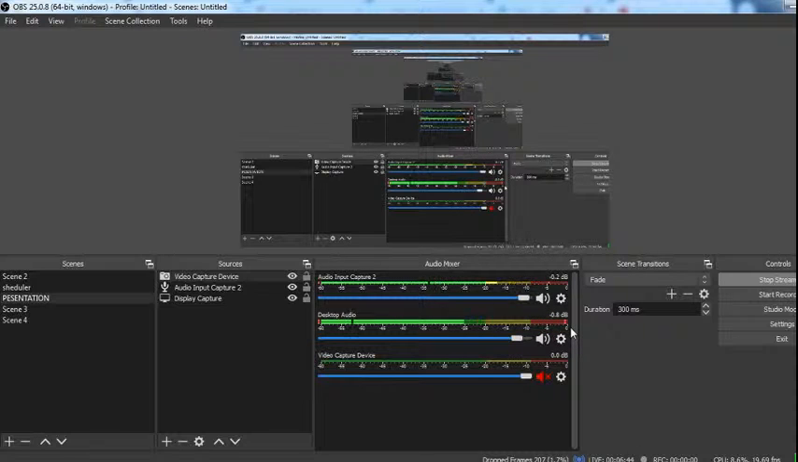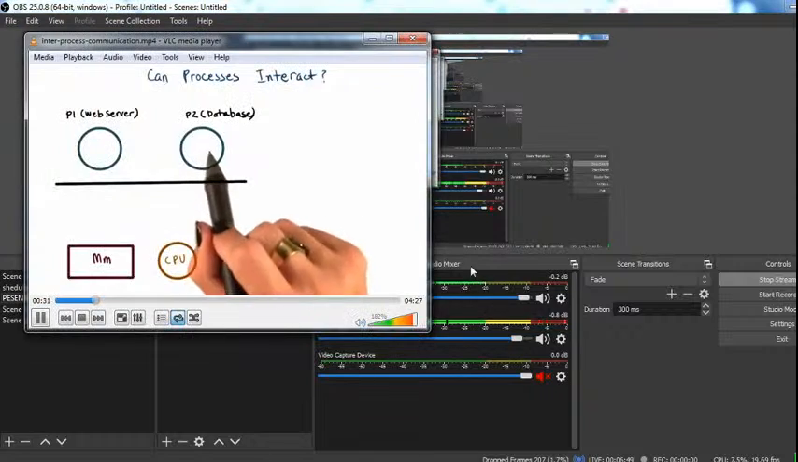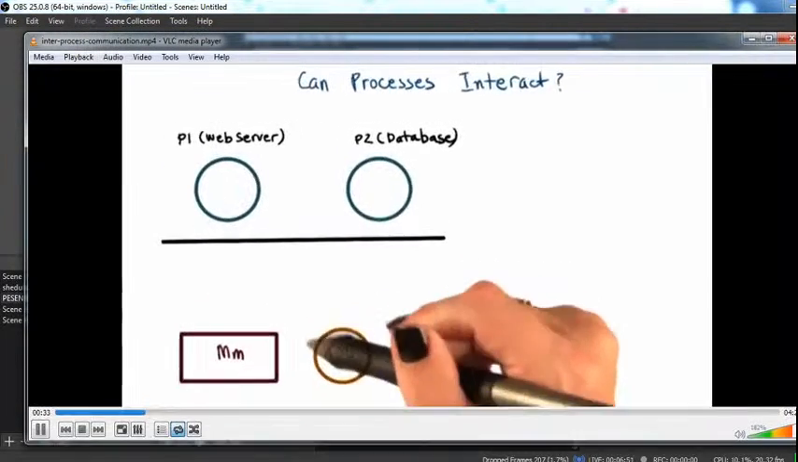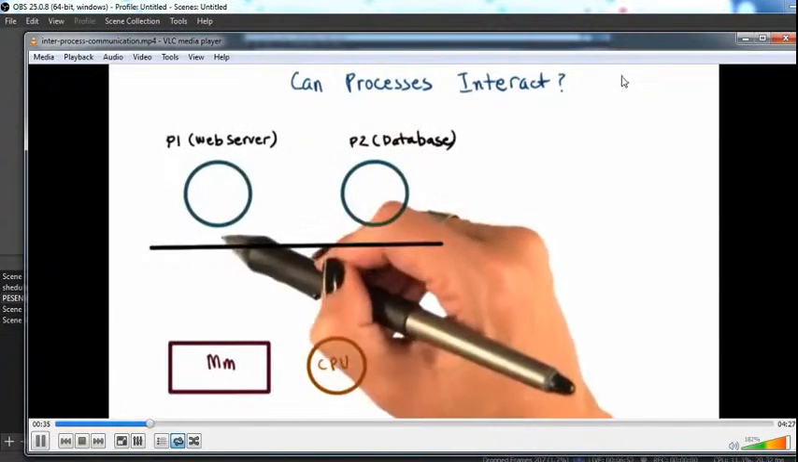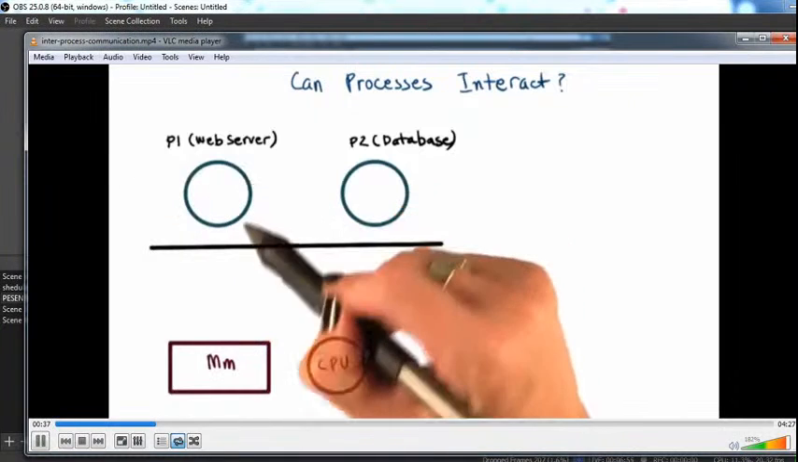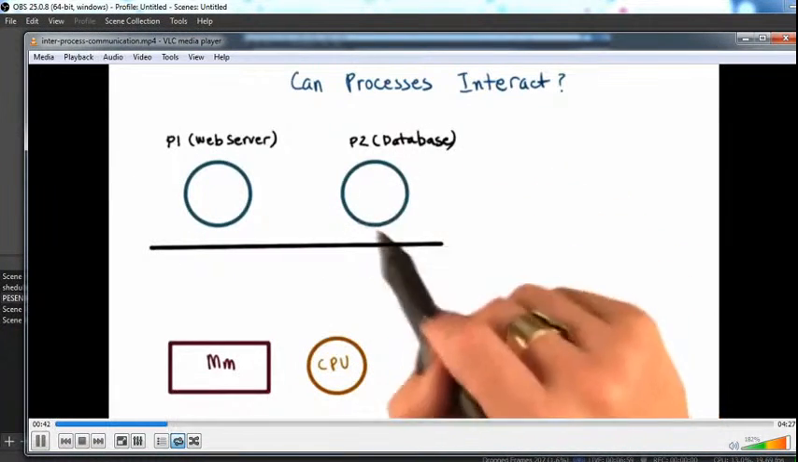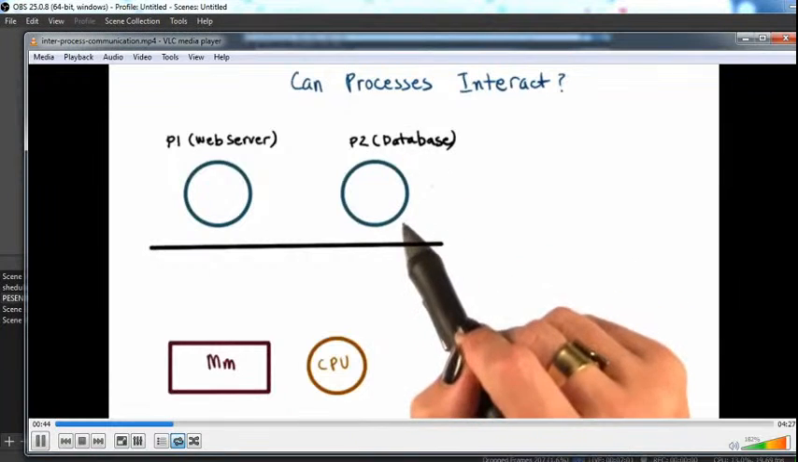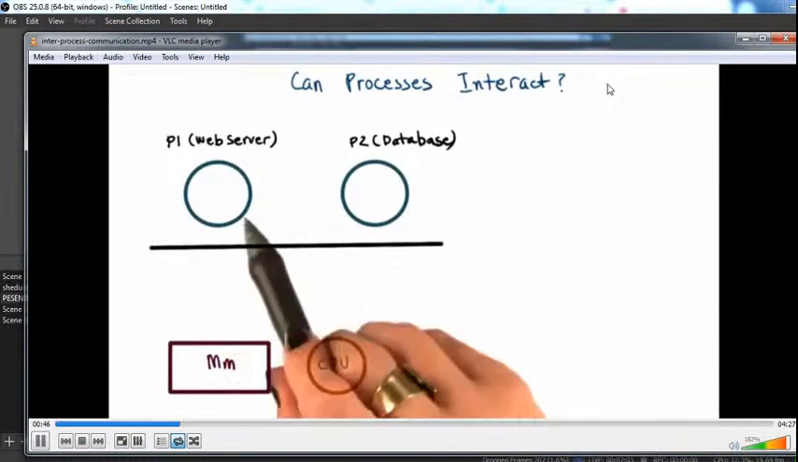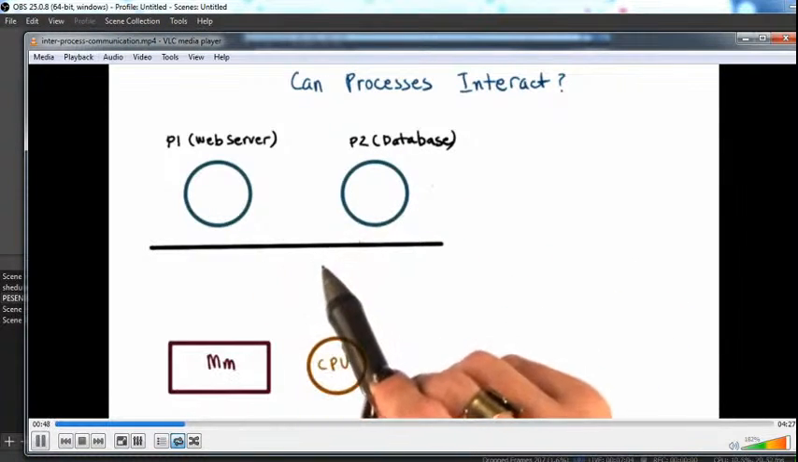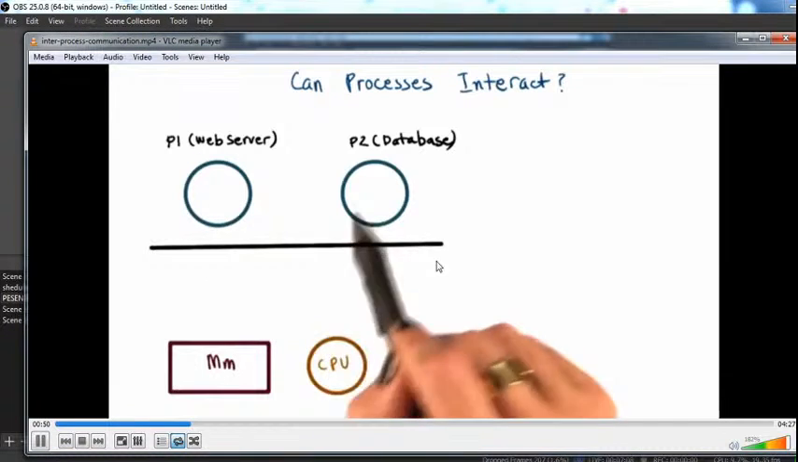multi-process application. For instance, here's an example of a web application consisting of two processes on the same machine. The first one is the web server, the front end that accepts the customer requests. And the second one is the back end, the database that stores customer profiles and other information. This is a very common case in many enterprise and web applications. So how may these processes interact?